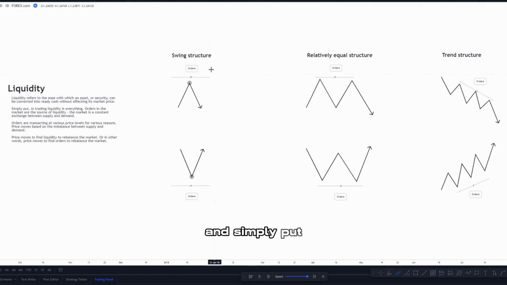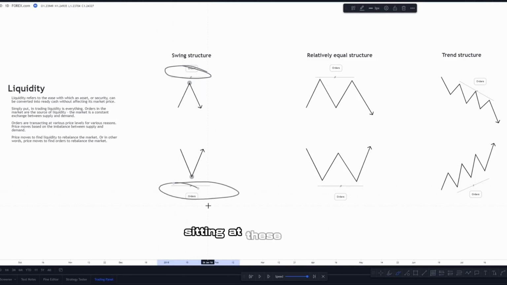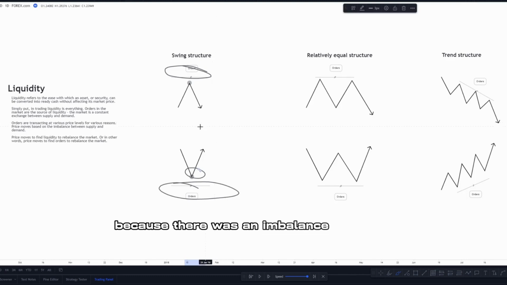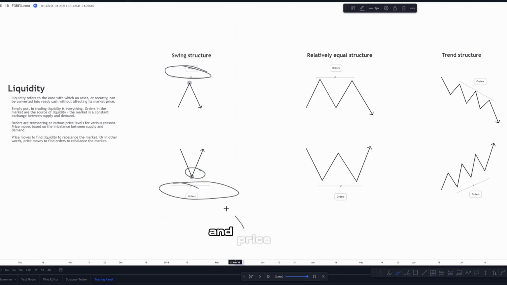And simply put, depending on what the price level is, there might just be orders sitting at these areas, and once price tapped in just above those pools of liquidity, or these pools of orders that exist, it was enough to take price away because there was an imbalance between buying and selling. Price will more than likely return to these pools of liquidity at a later point once a new imbalance in the market exists.